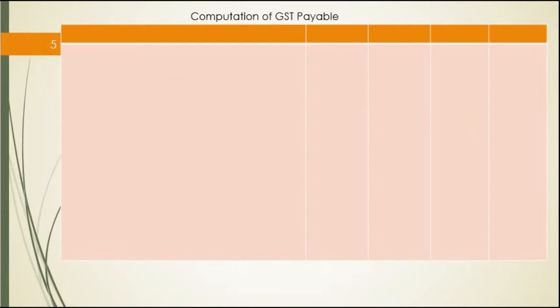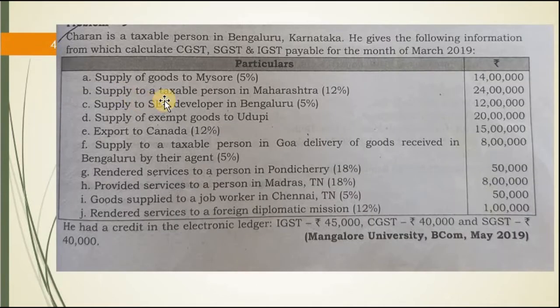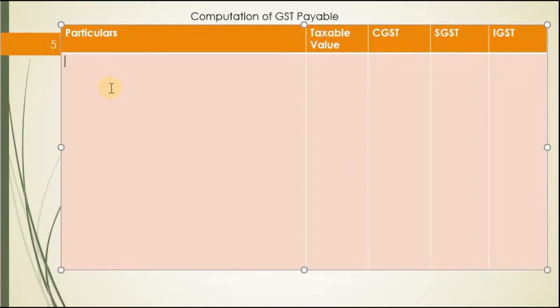This is the format, computation of GST payable: particulars, taxable value, CGST, SGST and IGST. Let's write all the transactions one by one. First is supply of goods to Mysore. Second is supply to a taxable person in Maharashtra. Both are taxable, so let's calculate GST. In the particulars column we write the narration, then the taxable value, that is the value of the supply. If it is intrastate, then it is CGST and SGST. If it is interstate, then it is IGST.